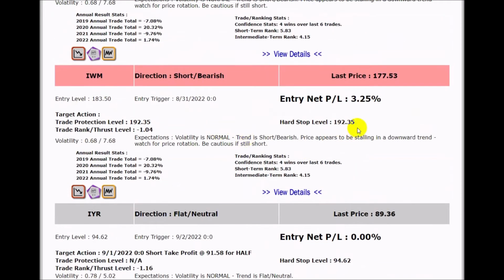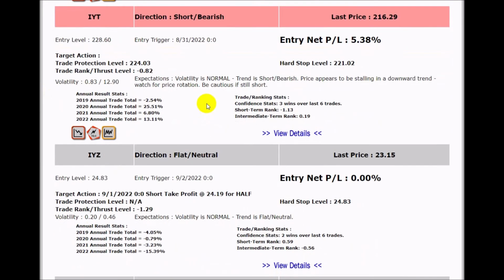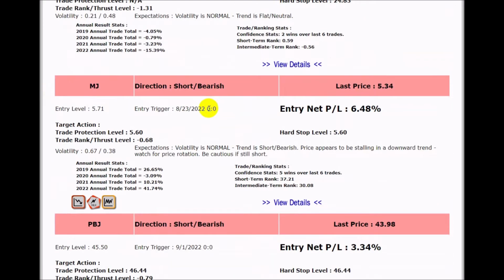We have the same scenario here. That's a double. IYT, we have a short trade. We're up 5% already. It's only about 2 weeks old. Our stop is below the trade protection level. Our hard stop is 221.02. Protection level is 224.03. Entry price is 228.60. Has moderately strong ranking. It's been performing fairly well. It looks like it's a very solid trigger, ladies and gentlemen. And like I said, this is an excellent opportunity for you.